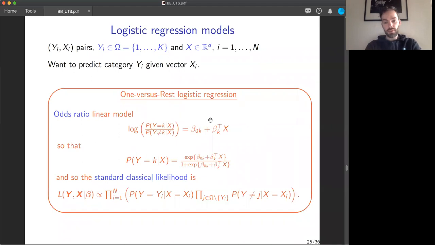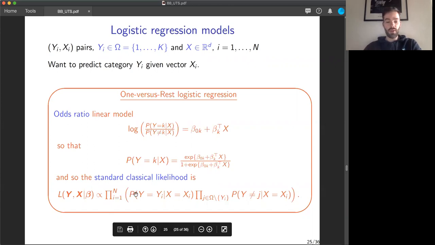Just for the purpose of the talk, I'll focus on one-versus-rest logistic regression, where the odds ratios are log linear. That means that the probability that the outcome is k given x, over the probability that the outcome is not k given x, is log linear. And so the standard classical likelihood for the one-versus-rest logistic regression is the product over i from 1 to n, the number of observations that you have.